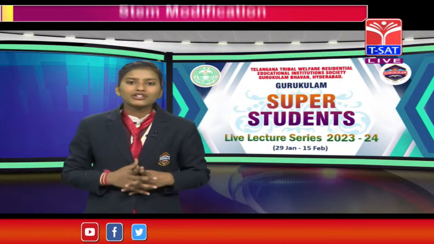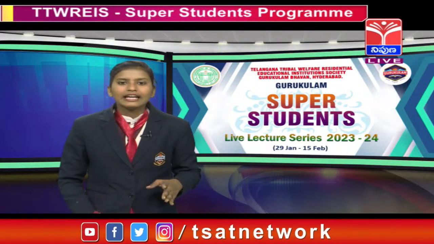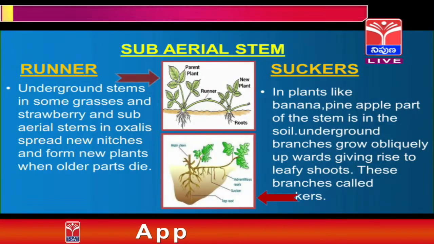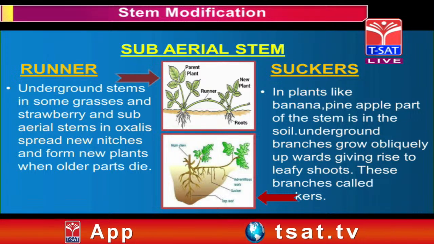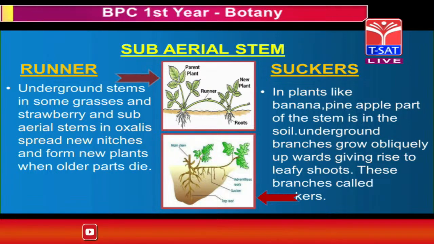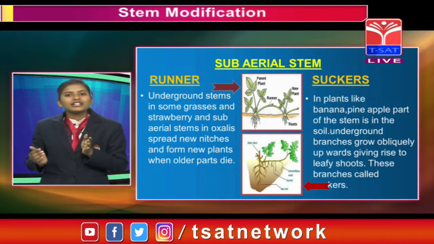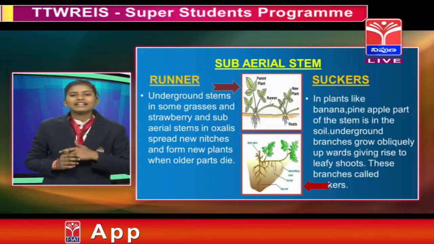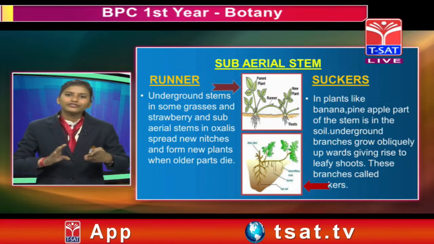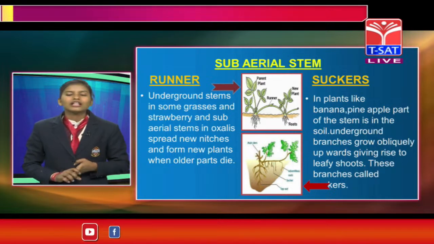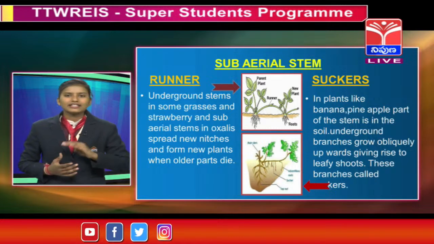So another modification of the stem is subaerial stem modification. The subaerial stem is nothing but a stem in which some part is present inside the soil and the remaining portion is present aerially. So it is called the subaerial stem. When it performs the additional functions, it's called the subaerial stem modification. Here the subaerial stem modification is divided into 4 types. They are runner, sucker, stolon and offset. So these are the 4 types of the subaerial stem.